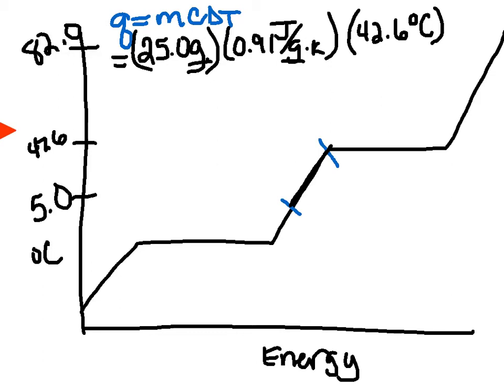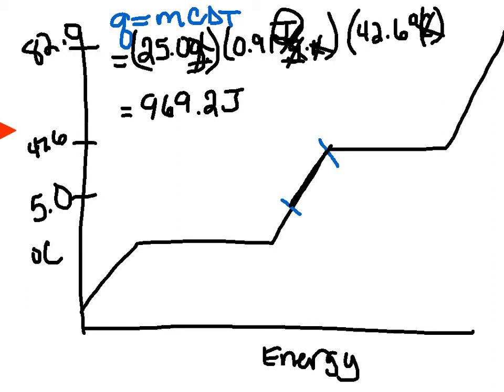Now, when I multiply everything, my units, take a look at that. I have grams here, which will cancel out with grams in the denominator here. I said that I could use Celsius and Kelvin interchangeably here because we're talking about the change in temperature. So my units Kelvin also will cancel out, and my final answer will be in joules. And so when we multiply across, we get 969.2 joules.